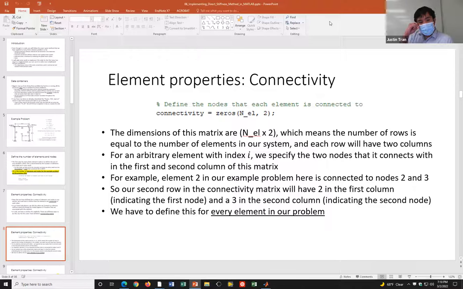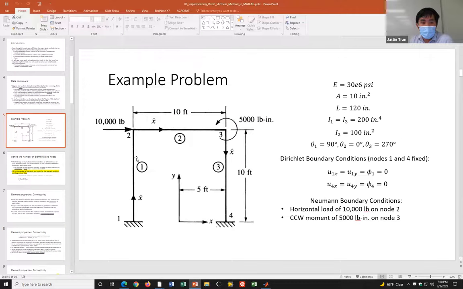Okay. Next, what you'll see is that the number of columns that we have is a fixed number. And so the number of columns is 2. Okay. And that's set to be very deliberate. And so what that tells us is that the reason we have that is, if I can go back to this image right here, each of our elements here is connected to two nodes, right?